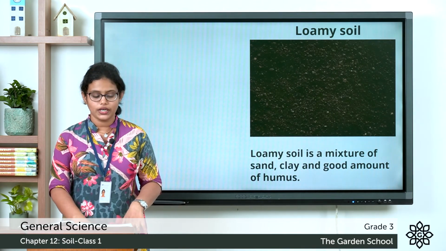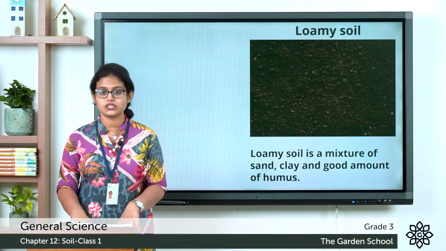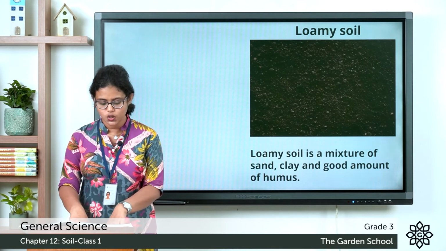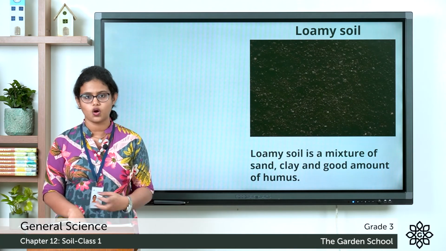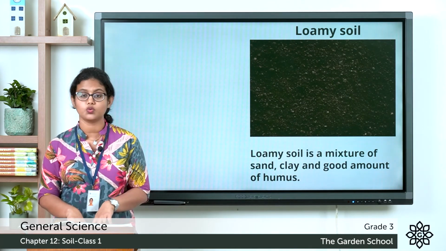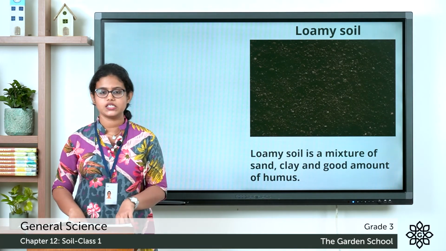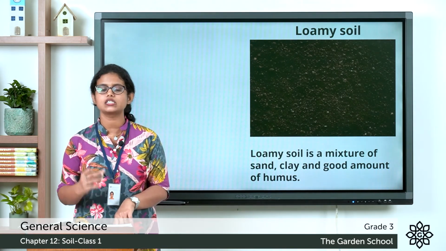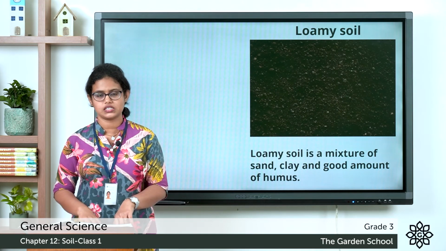In page number 118, there are 4 questions given. Clay soil, sandy soil: which gets clogged with water? Clogged means blocked. So which soil gets blocked with water? That is the clay soil. It has less space between the particles so that water gets blocked between the spaces.